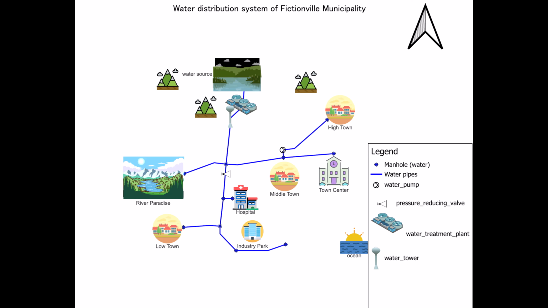So here is the water distribution system of Fictionville Municipality. As we can see from this map, there is a water source in the north, the water treatment plant delivers water to the water tower, and then the water is transported to the different areas through the piping system. We have a pressure reducing valve here and a pumping station here.